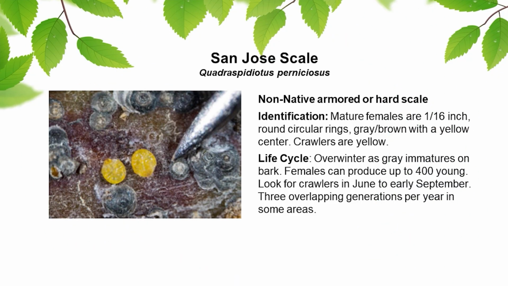San Jose scale. San Jose scale is a non-native armored or hard scale. Mature San Jose scale females are 1/16 of an inch in diameter. They are round with circular rings, gray-brown in color with a yellow center. The crawlers are yellow. San Jose scale overwinter as gray immatures on the tree's bark.